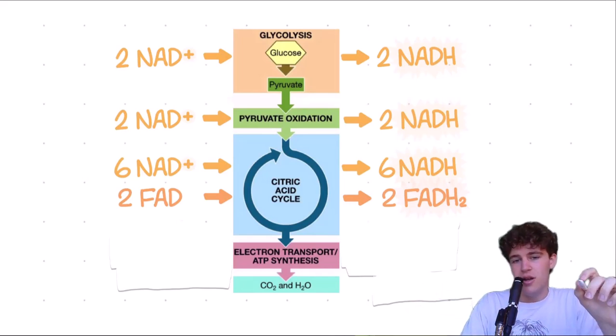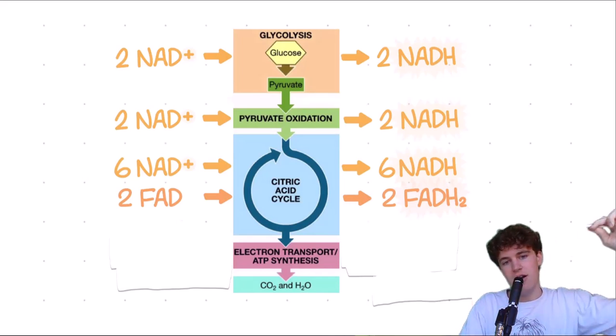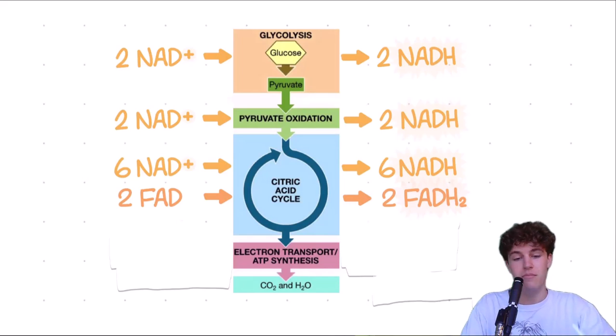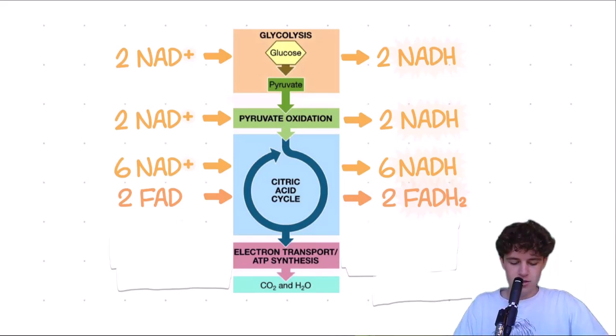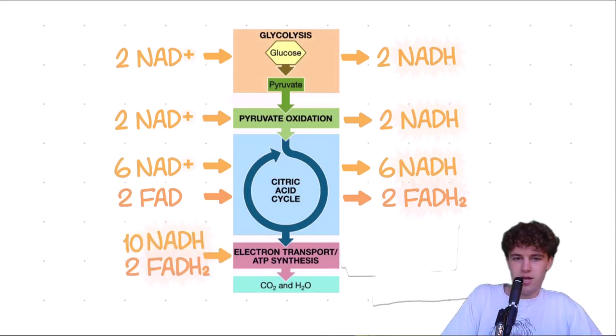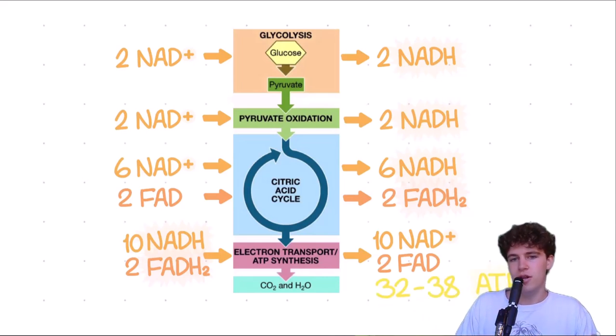And during the electron transport chain, we're actually doing the opposite, where we oxidize our higher energy reduced form into the lower energy oxidized form. By doing that, we're releasing that stored energy into the machinery of the electron transport chain. So we see our sums of reduced electron carriers are 10 NADH and 2 FADH2 being oxidized into their oxidized form. Throughout all of these processes, we generate approximately 32 to 38 ATP.